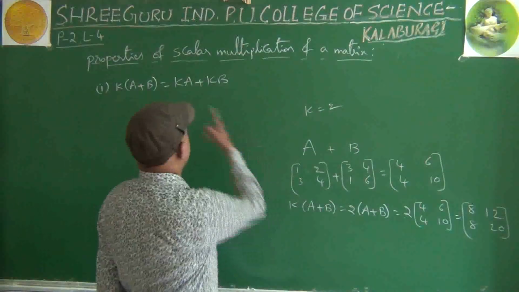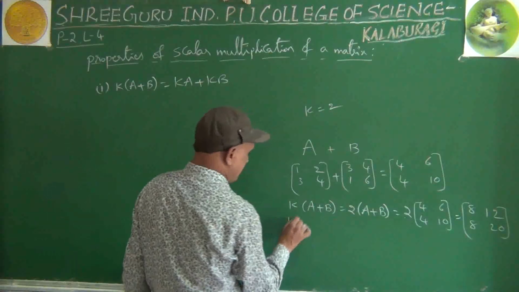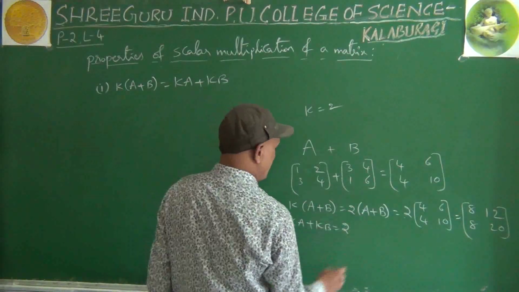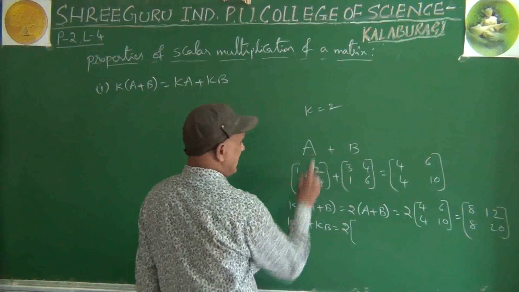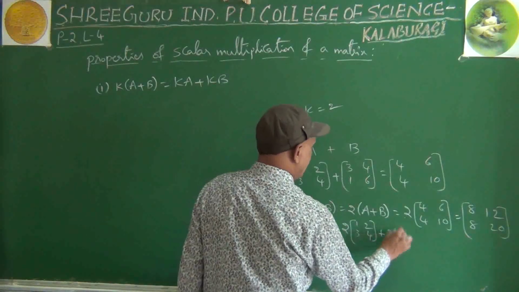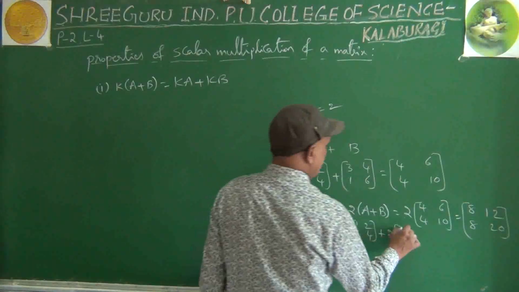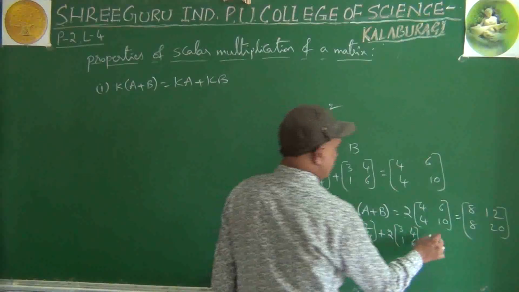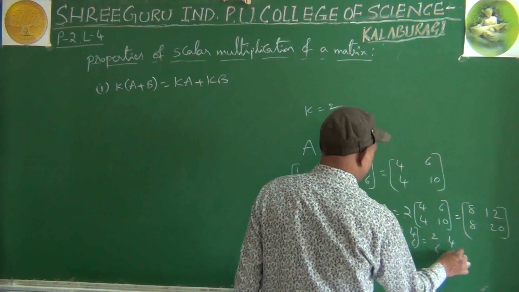K into A plus B equals Ka plus Kb. What is K? 2. What is A? A is 1, 2, 3, 4. What is K? 2. What is B? 3, 4, 1, 6. Simple multiplication: 2 1s are 2, 2 2s are 4, 2 3s are 6, 2 4s are 8.